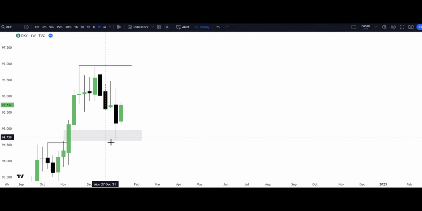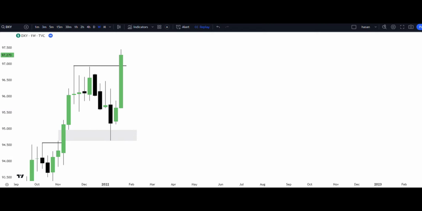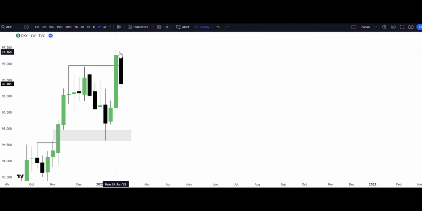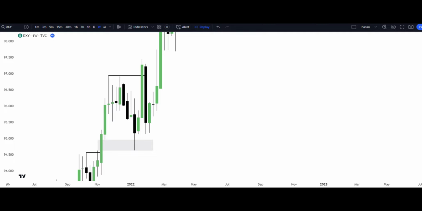Internal range has been tagged. Now we expect price to push towards external. External range taken here. I hope the concept is clear of what internal and external range are and what their relation is. Let's hop onto the charts and find more examples.